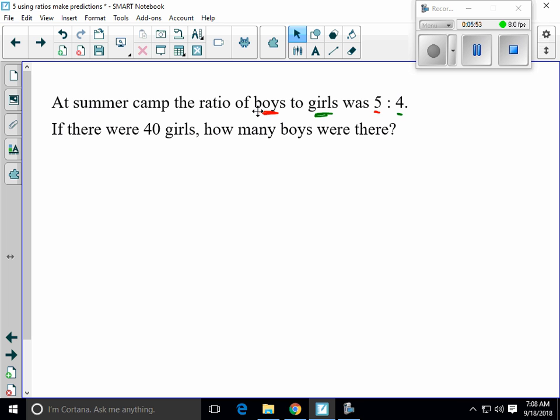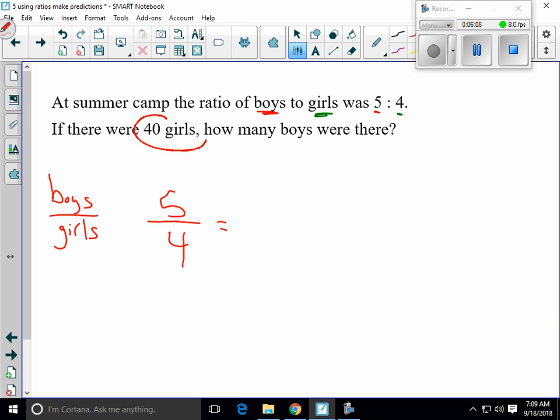Okay, so let me set up my ratio. Boys to girls. 5 boys to 4 girls. Okay, read on in the problem. If there were 40 girls, so I have to decide, am I going to put that 40 as my numerator or denominator? Well, this time girls was a denominator, so that 40 is going to go in the bottom.